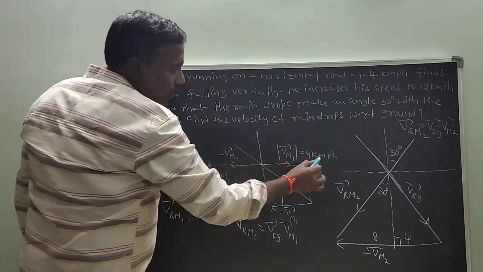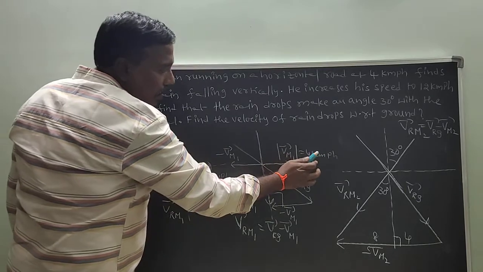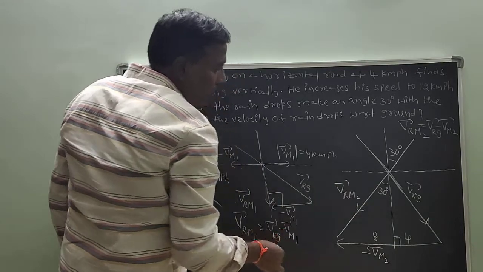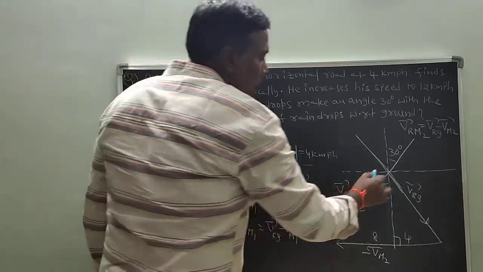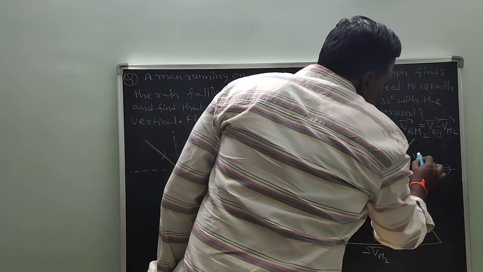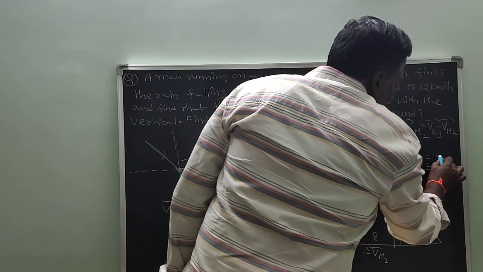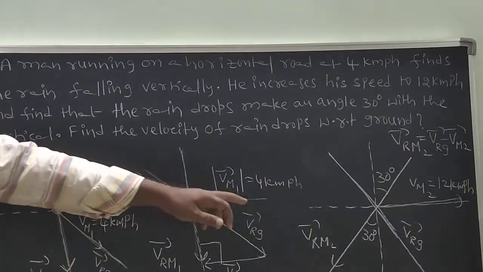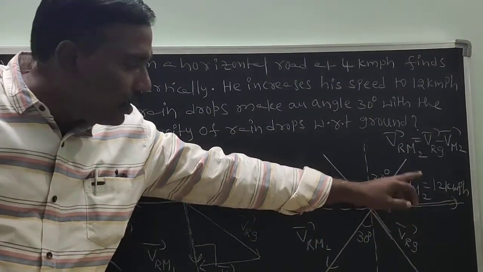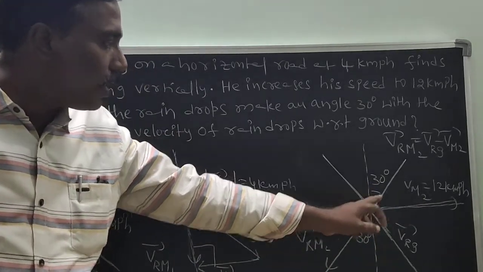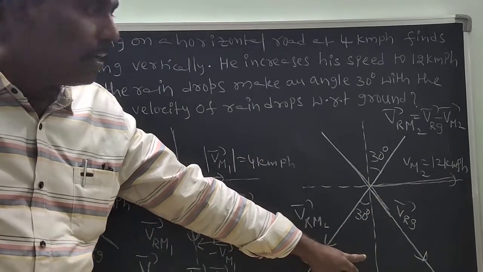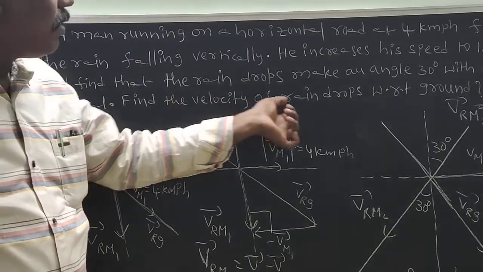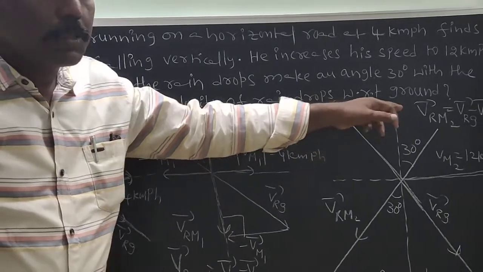Here when velocity of the man is 4 kmph, rain is falling vertically down. When the velocity of man increases to 12 kmph, here in the second case velocity of man Vm2 is equal to 12 kmph, the rain appears to fall at an angle 30 degrees with the vertical. So here what is the question? Find the velocity of raindrops with respect to ground.